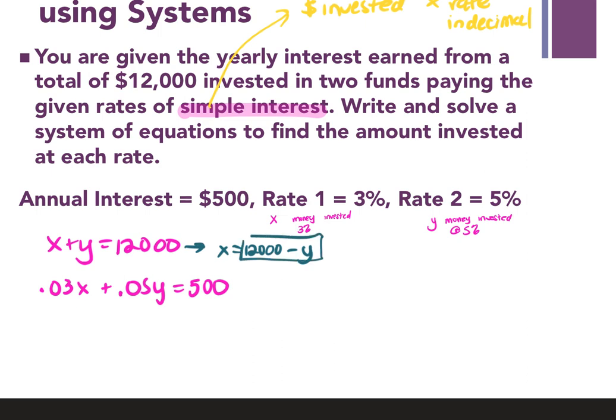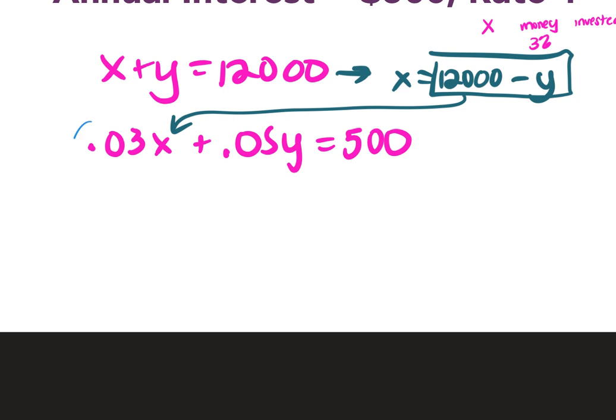Then that goes into my bottom equation in place of the x. Now, before I do that, I can get rid of those decimals. What would I have to multiply everything by in that second equation to get rid of the decimals? 100 this time because I got to move it two decimals. Be careful and make sure you go all the way to the other side of the equal sign. So this becomes 3x plus 5y equals, I have to tack on two more zeros onto that 500, so it becomes 50,000.